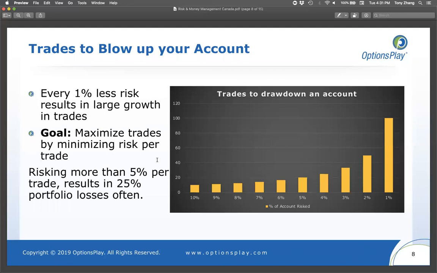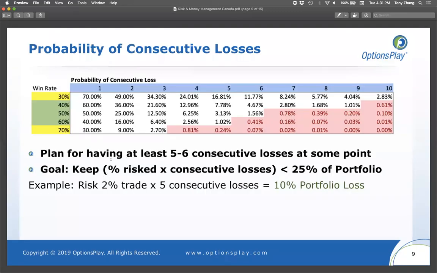Those are the types of scenarios that you want to put yourself into, because that's when you realistically can say that I'm probably not going to have 50 to 100 losing trades in a row in my trading account. So let's move on to the next one.